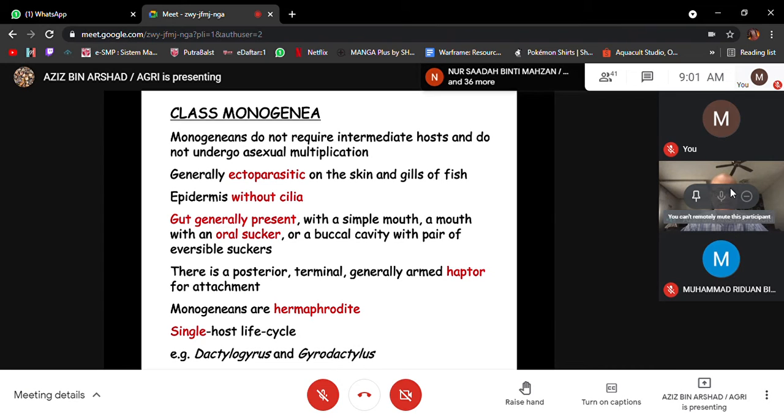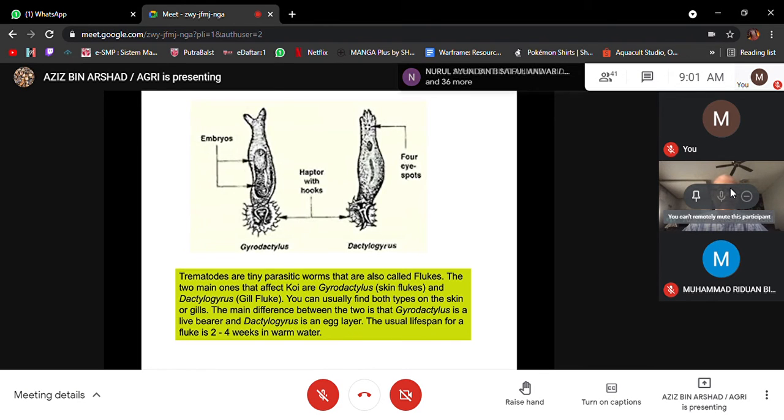If you look, the name only turns around a little bit. The names are quite familiar. The genus names Dactylogyrus and Gyrodactylus. So this is the picture of Gyrodactylus and Dactylogyrus on the right. These trematodes or monogeneans are tiny parasites called flukes. They are found on the skin, Gyrodactylus, or Dactylogyrus on the gills of the fish, koi. Usually found on the skin or can be on both.